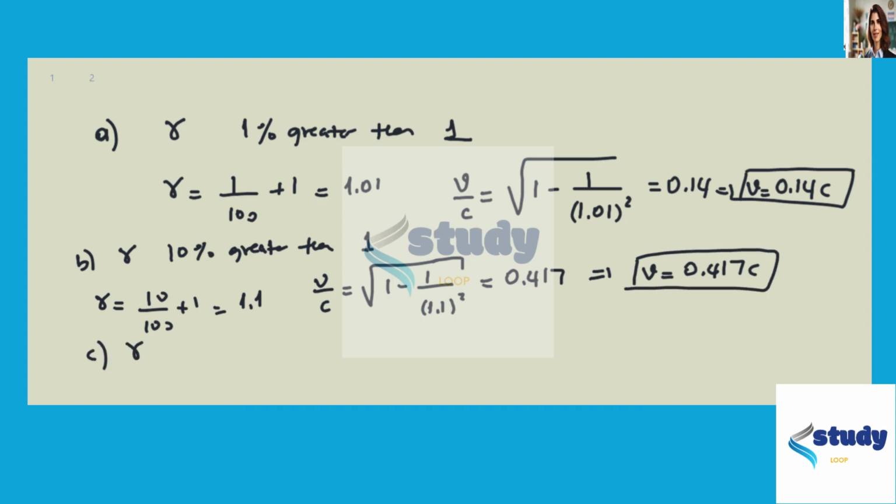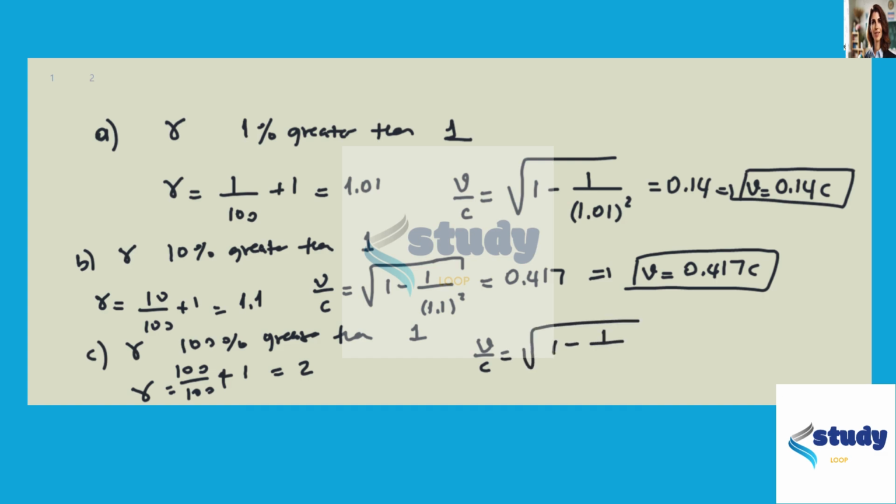Part C, gamma is given to us as 100% greater than 1. Well, 100% greater than 1 is going to give you 2, right? So v over c in this case is the square root of 1 minus 1 over 2 squared. If you do the algebra, you get 0.866, which means the velocity is going to be 0.866 times the speed of light.